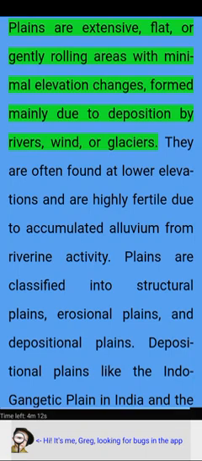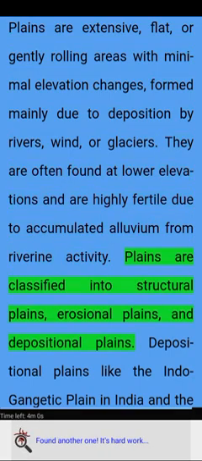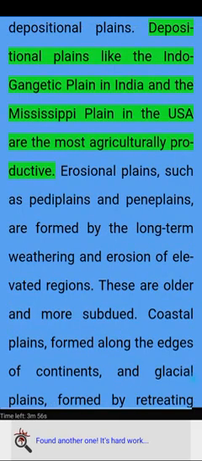Plains are extensive, flat, or gently rolling areas with minimal elevation changes, formed mainly due to deposition by rivers, wind, or glaciers. They are often found at lower elevations and are highly fertile due to accumulated alluvium from riverine activity. Plains are classified into structural plains, erosional plains, and depositional plains. Depositional plains like the Indo-Gangetic Plain in India and the Mississippi Plain in the USA are the most agriculturally productive.